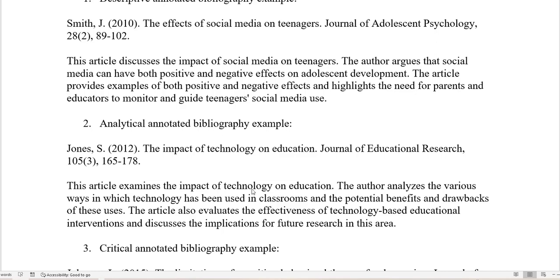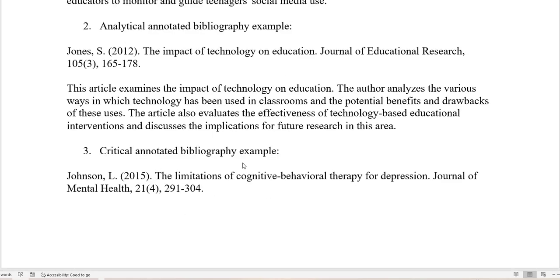The author analyzes the various ways in which technology has been used in classrooms and the potential benefits and drawbacks of these uses. The article also evaluates the effectiveness of technology-based educational interventions and discusses the implications for future research in this area. Critical annotated bibliography.